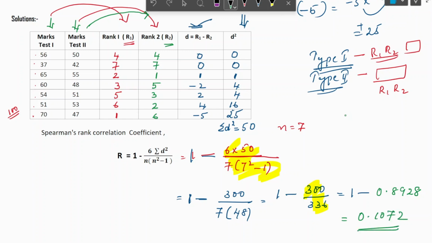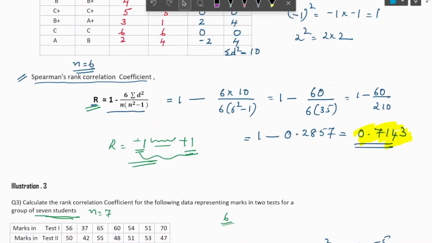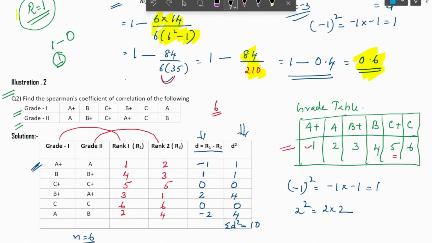Therefore, here I showed you 3 questions. One is directly from the rank, showing how to calculate Spearman correlation. The other is for grade, and how to convert it. In the grade case, you want to think about this grade table. This is the way we assign the values, according to A plus 1. This way, just make a table, convert it, and calculate D and D square. While calculating D square, even if D has minus values, D square is going to be positive. And this is the way you are going to calculate this Spearman rank correlation.